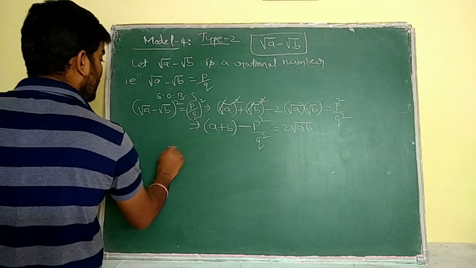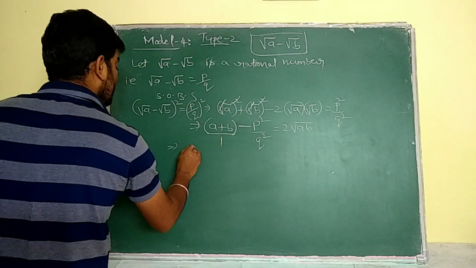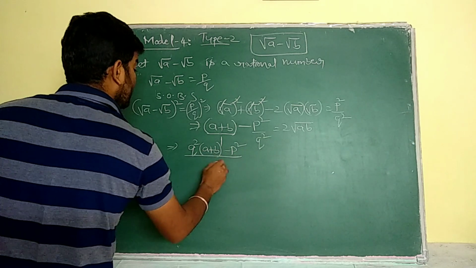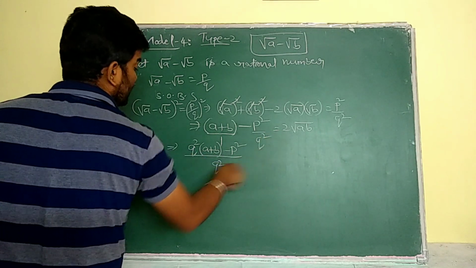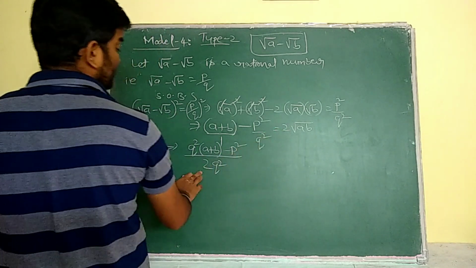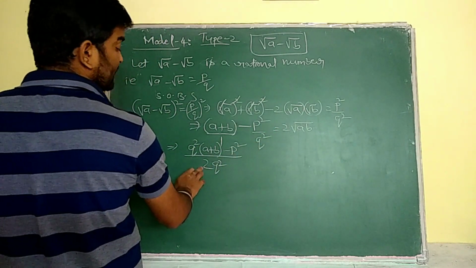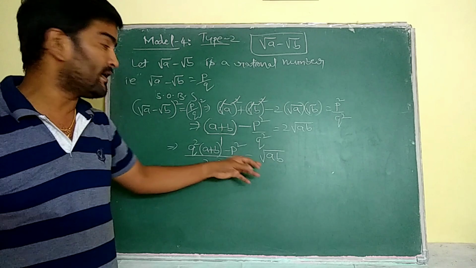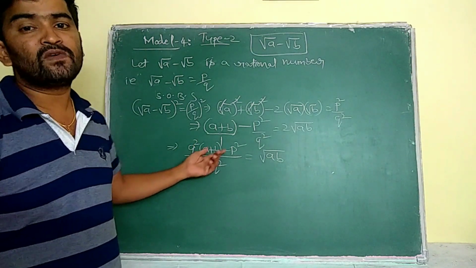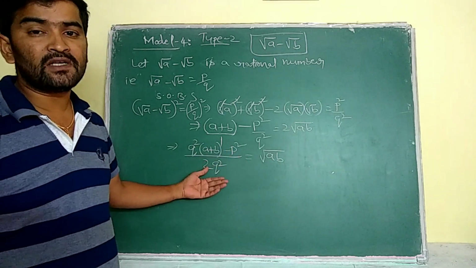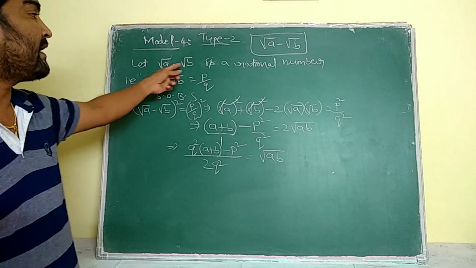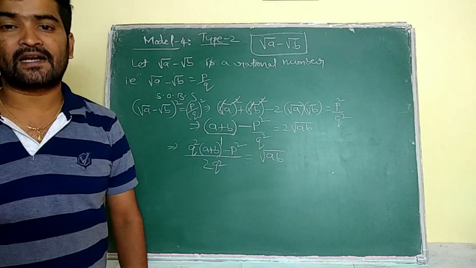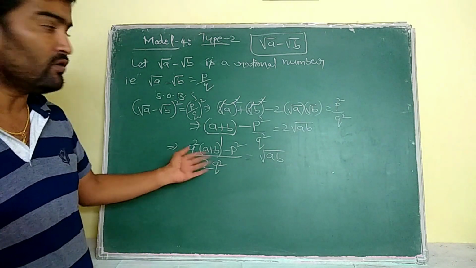Now I will take the LCM here. Then it is (q square times (a plus b) minus p square) by q square. I transfer this 2 to the left side, so it multiplies into the denominator. That is equal to root ab. We know that root ab is an irrational number, but it is in the form of some x by y, which contradicts our assumption. So our assumption is wrong. What is our assumption? Root a minus root b is a rational number. Then what is correct? Root a minus root b is an irrational number. That conclusion we are going to write.